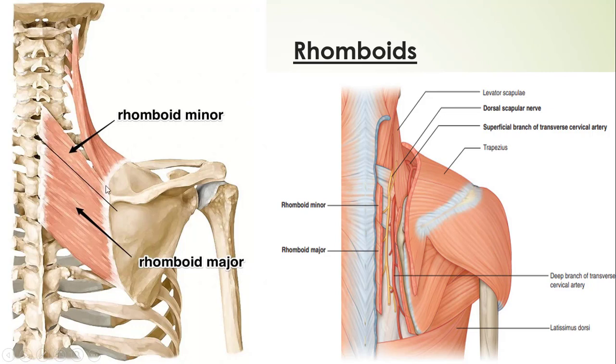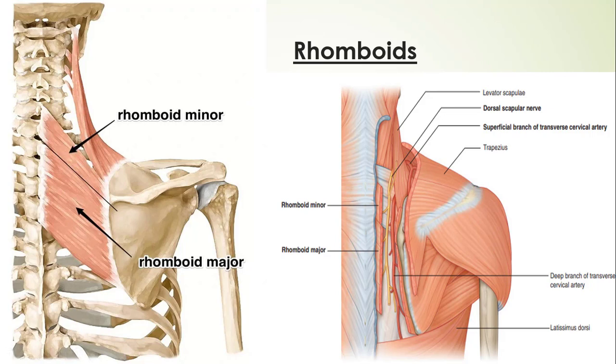It attaches to the nuchal ligament and the spinous processes of the 7th cervical vertebra and thoracic 1, and attaches to the medial scapular border, just opposite the root of the spine of scapula. Now, the larger rhomboid major originates from the spinous processes of the upper thoracic vertebrae. It attaches to the medial scapular border, just inferior to the rhomboid minor.